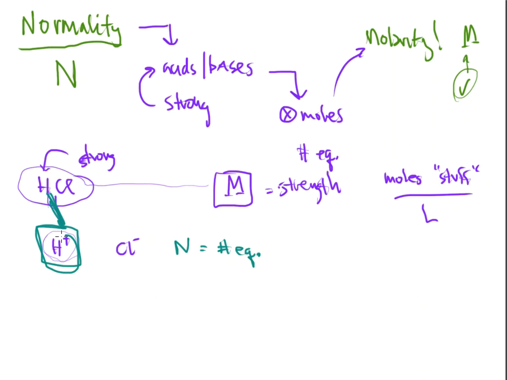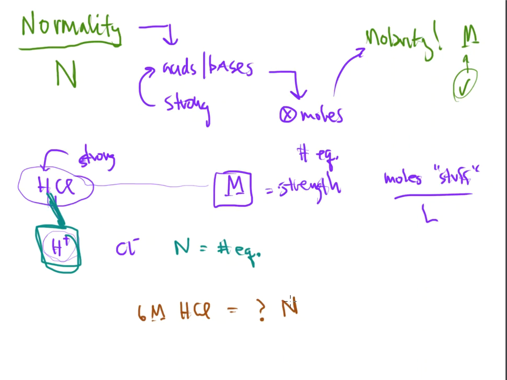Well, here's the good news. I'm going to show you a quick way to go from normality to molarity, as long as you know the formula. And this is where we're going to start with our normality calculations. So let's say that we have hydrochloric acid, and let's say that this is a 6 molar solution, and we want to calculate the normality of that solution.